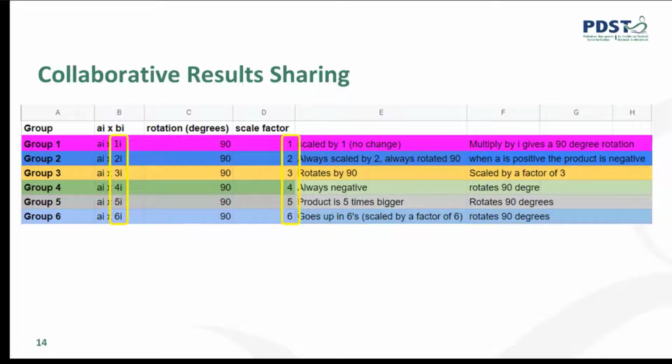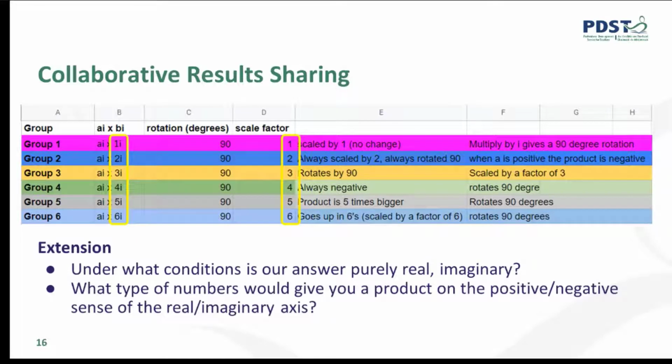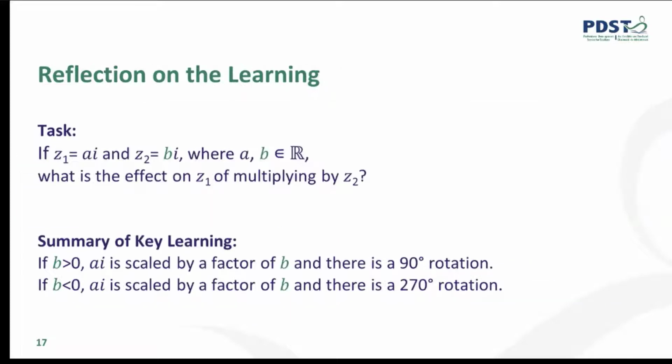Some students will recognise the pattern more quickly. It is really important that these students are appropriately challenged. To extend this task, students could be asked more challenging questions around the location of the product, what conditions would lead to an answer on a particular axis. We are setting the groundwork for exploration of the conjugate and a deeper understanding of the geometric view of complex numbers. Finally, the teacher will provide a summary of the key learning.